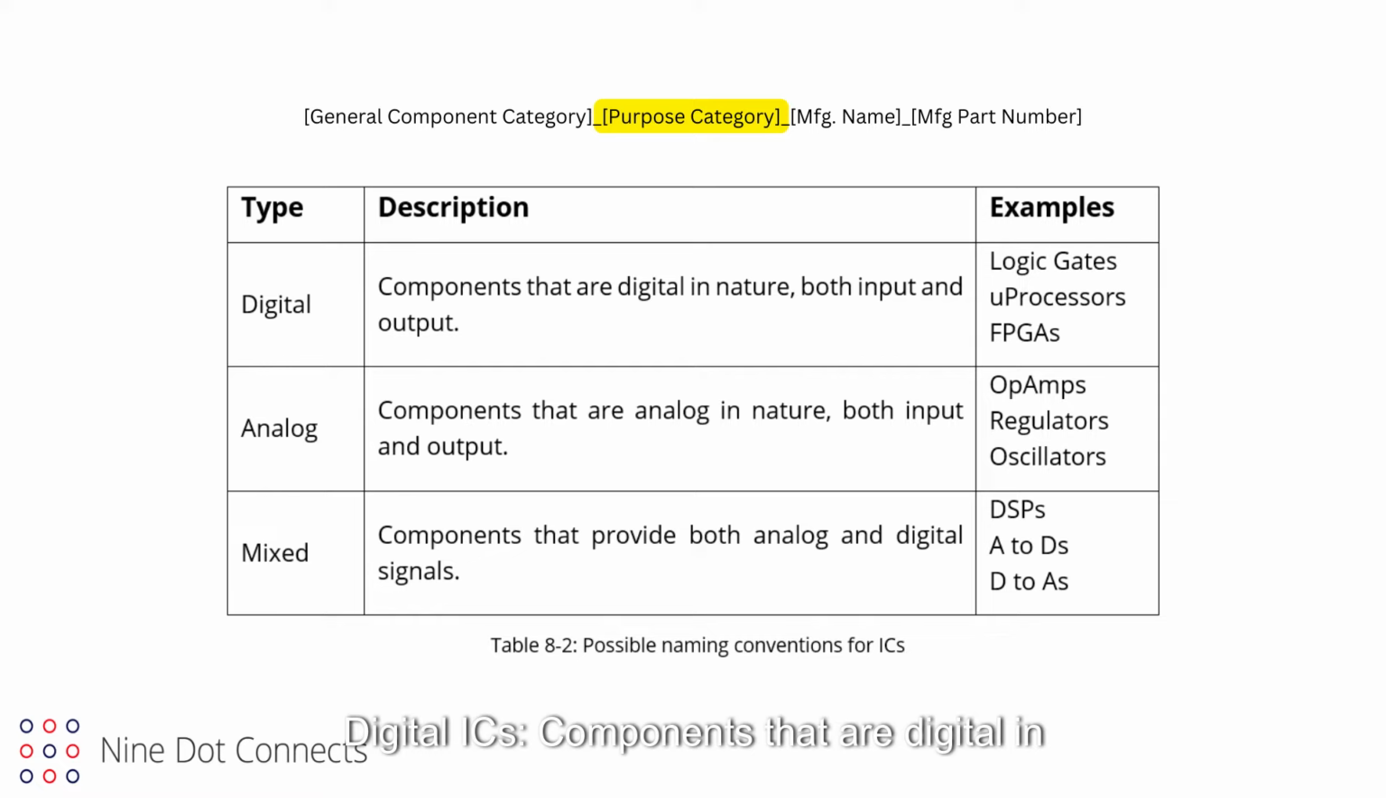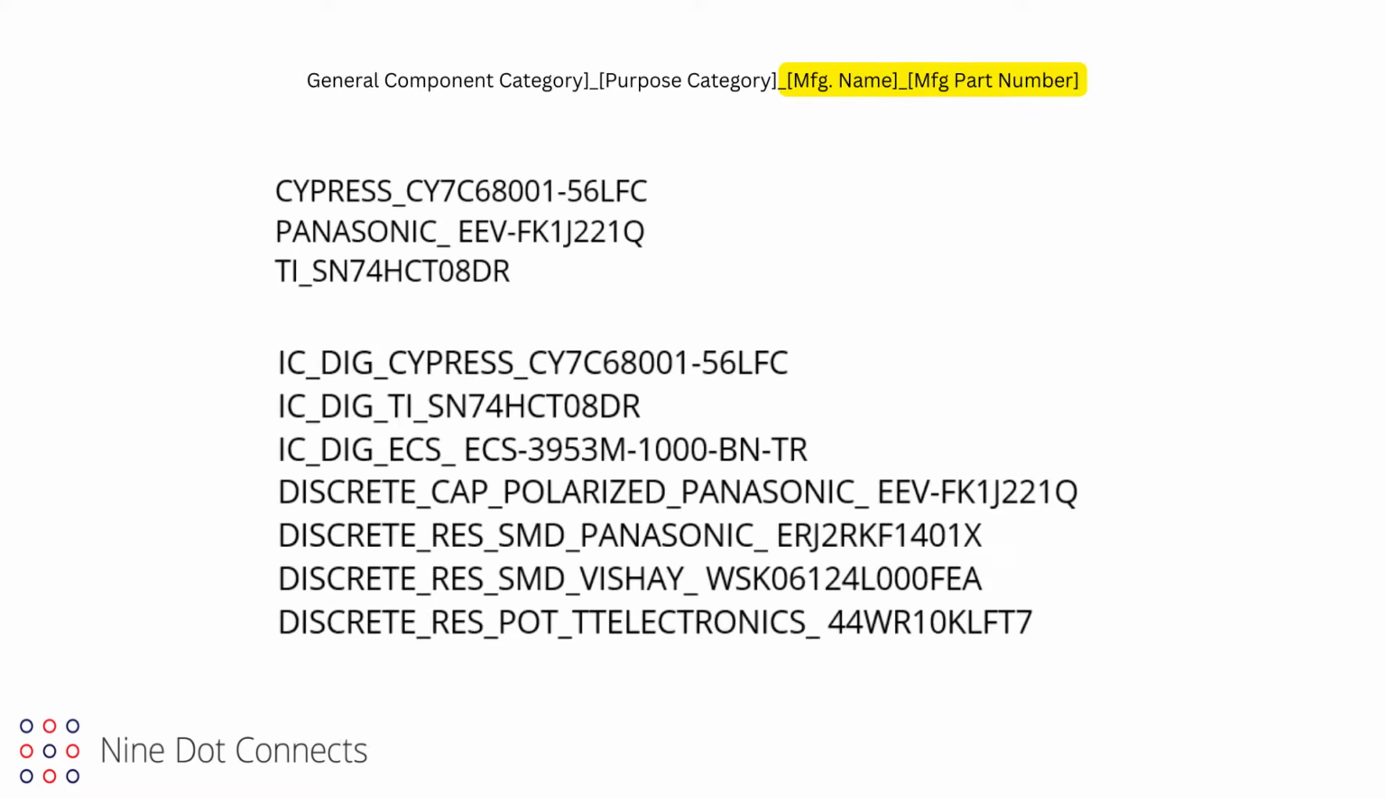Digital ICs, components that are digital in nature, both input and output. For example, logic gates, processors, and FPGAs. Analog ICs, components that are analog in nature, both input and output. For example, op-amps, regulators, and oscillators. Mixed ICs, components that provide both analog and digital signals. For example, DSPs, A to Ds, and D to As.